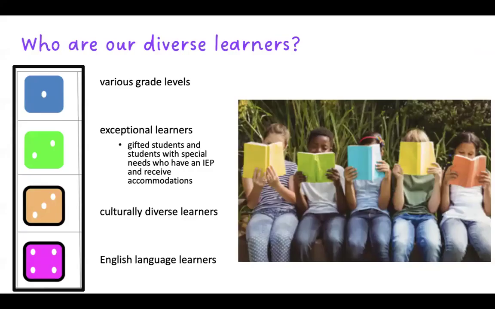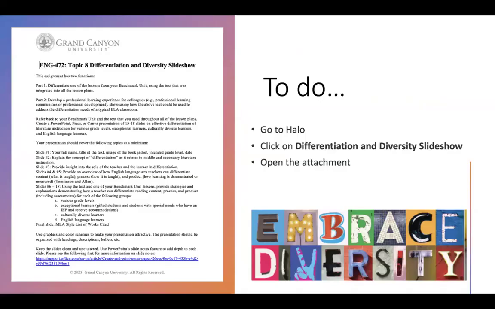So again, who are our diverse learners? We've got our various grade levels, which I already went over, our exceptional learners. Those are, at either end, and they will usually have an IEP or receive some kind of accommodations. We've got our culturally diverse learners and our English language learners as well. A lot of times those last two can be children who come to your classrooms. Maybe they're immigrants. Maybe they were refugees in another country. So there are a lot of things to consider when we want to differentiate for our learners.